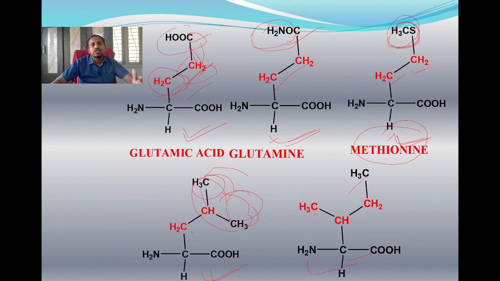So CH2, CH2, COOH, two CH2 groups are there, that is glutamic acid, and CH2, CH2 with amide is glutamine. Methionine, CH2, CH2, CH3 is present, that is methionine. Leucine, isoleucine: two CH2 are there, but the second CH2 is replaced by an isopropyl group, and here the first group is replaced by CH3. So this is the difference between leucine and isoleucine.